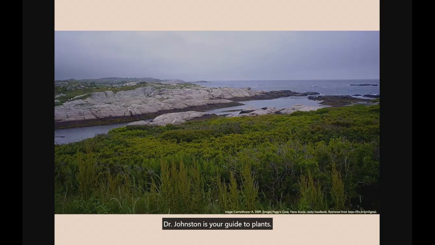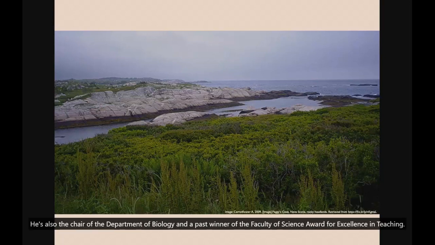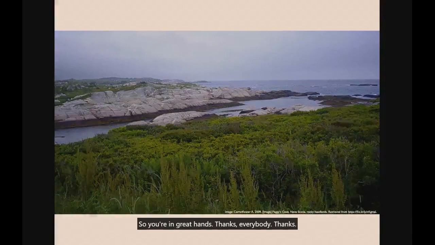Dr. Johnston is your guide through plants. He's also the chair of the Department of Biology and a past winner of the Faculty of Science Award for Excellence in Teaching, so you're in great hands.